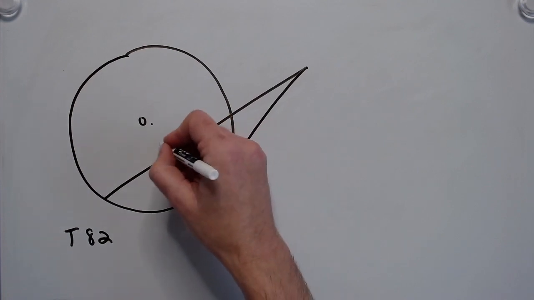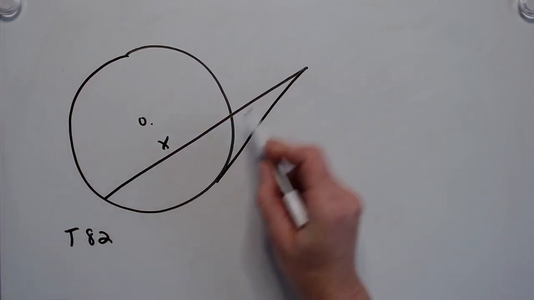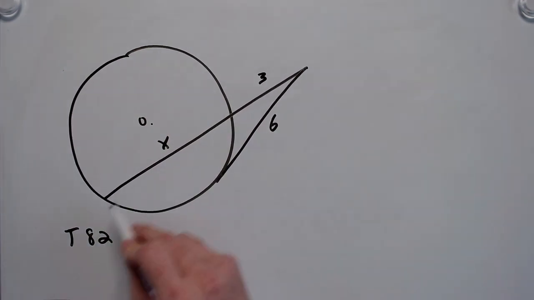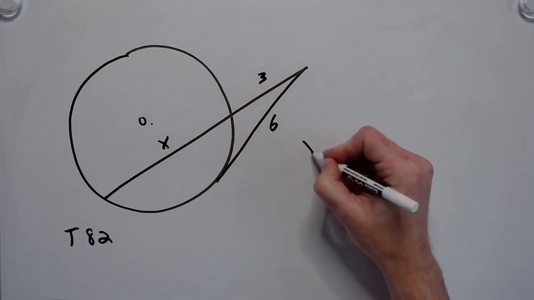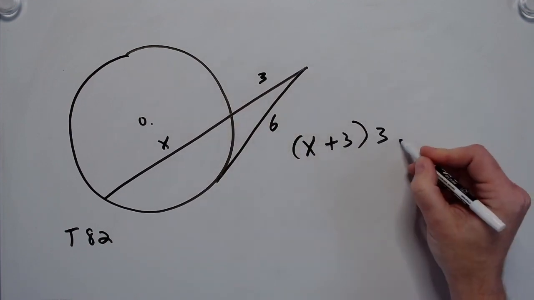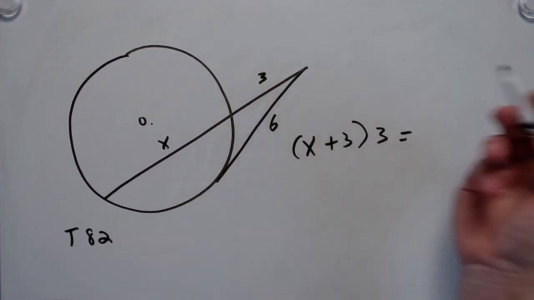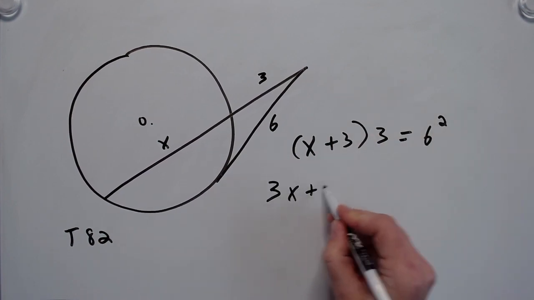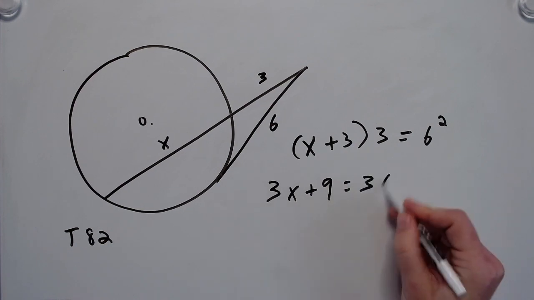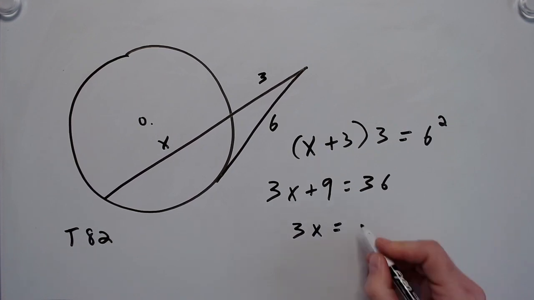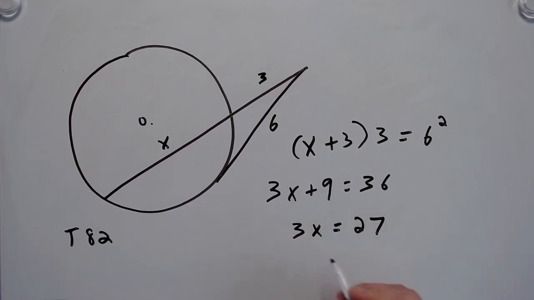So let's say we want to figure out this chord from here to here. But we know what this chunk is, and we know the length of the tangent. So again, it's the entire length, x plus 3, times the external part, which is 3, is equal to the tangent squared, 6 squared. So let's expand this out. 3x plus 9 is equal to 36. We'll subtract 9 from both sides. 3x is equal to 27. And then x is equal to 9.